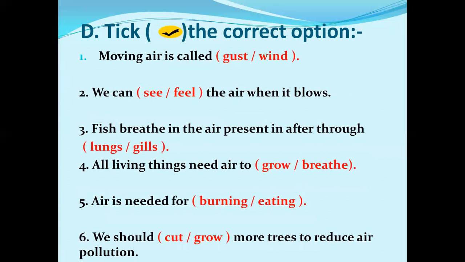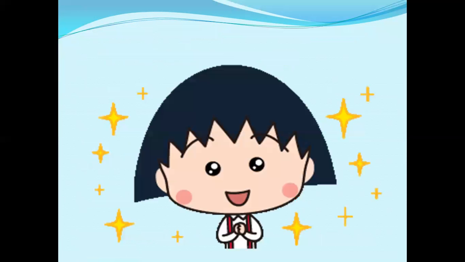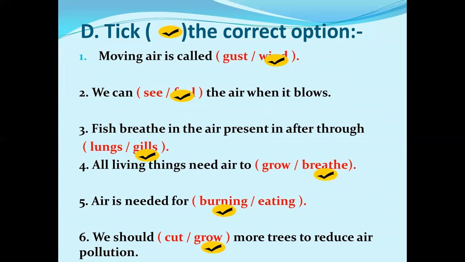Now tick the correct options. Moving air is called wind. We can feel the air when it blows. Fish breathe in the air present in water through gills. All living things need air to breathe. Air is needed for burning. We should grow more trees to reduce air pollution.